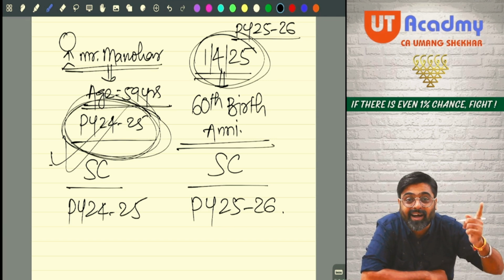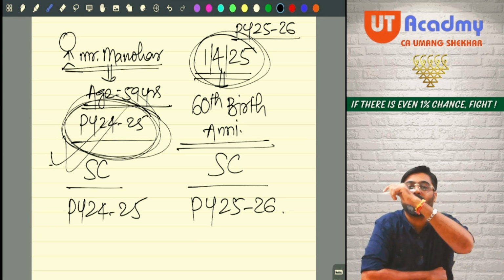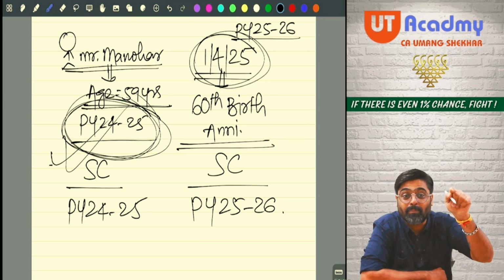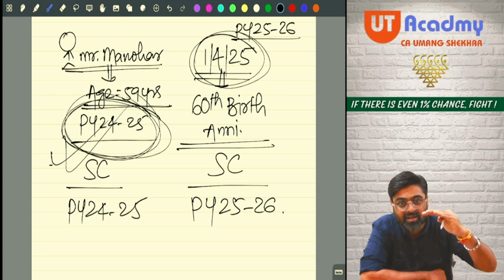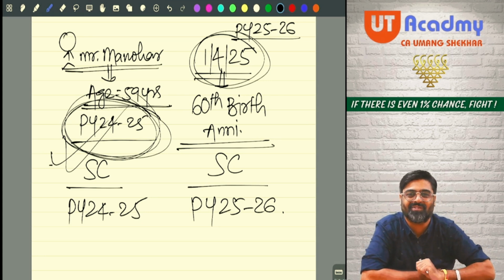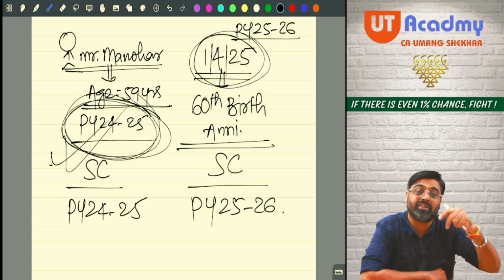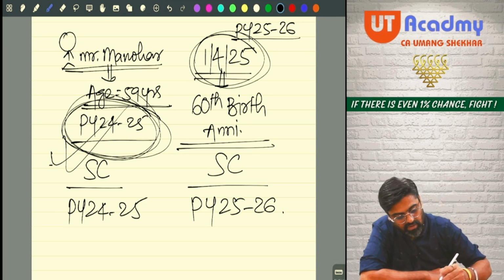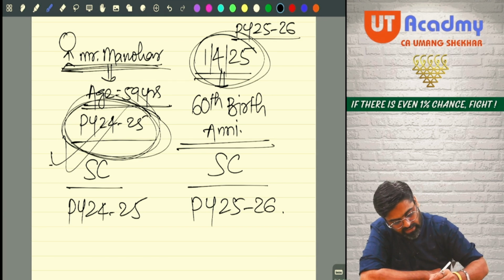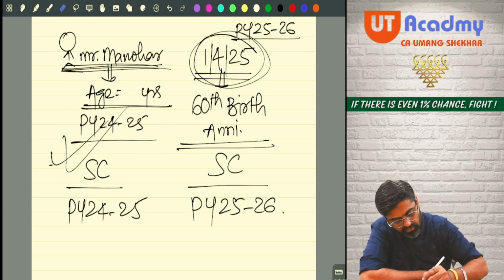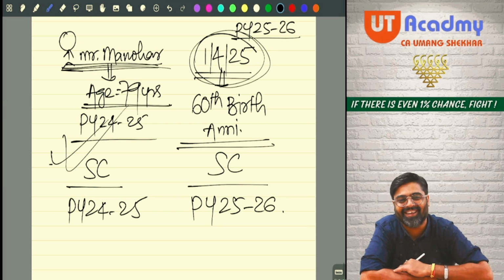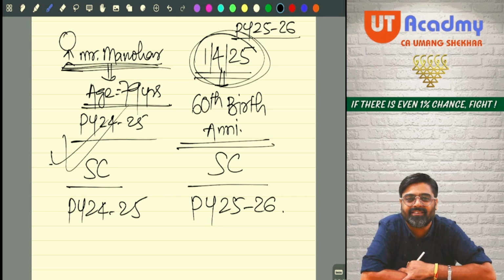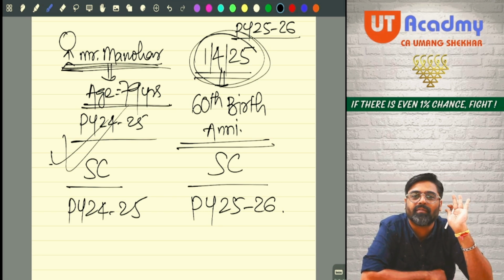You start getting the higher basic exemption limit from 24-25 itself, because you have completed the 60 years mark on 31st March itself, although you are celebrating your birthday in the next previous year. Getting my point? The same logic applies when you have an assessee whose age is what? 79 years. Same logic you are supposed to apply that time.